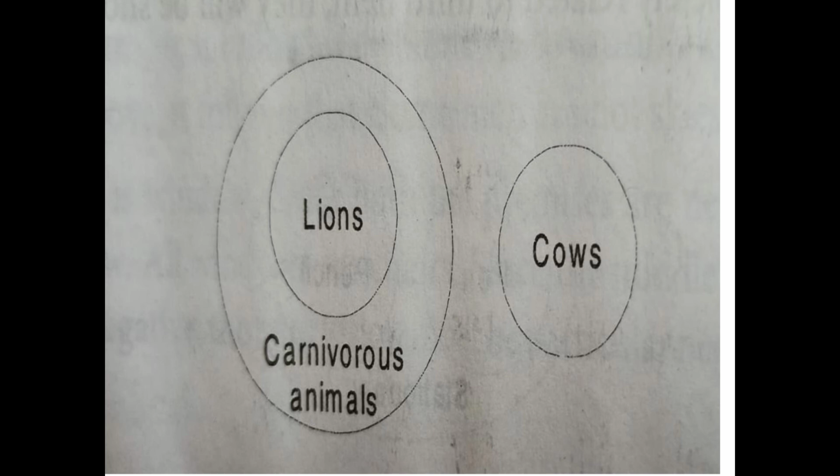Type 7, relationship between lions, carnivores and cows. Two items are related to each other completely, and the third item is entirely different from the first two. Here in the diagram, all the lions are carnivorous, but no cow is a lion or carnivorous. Hence, this diagram is shown like this.